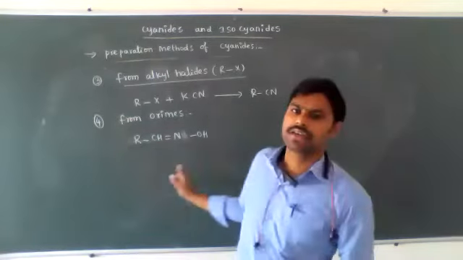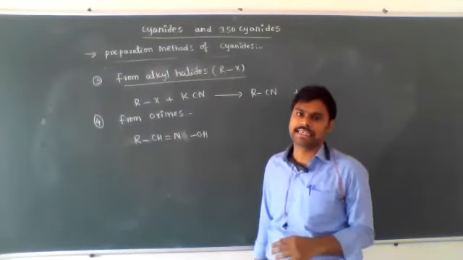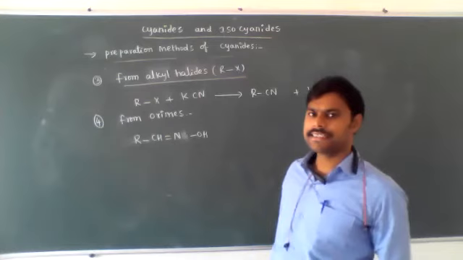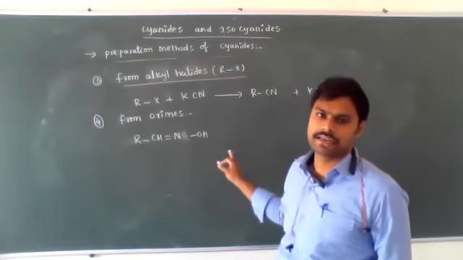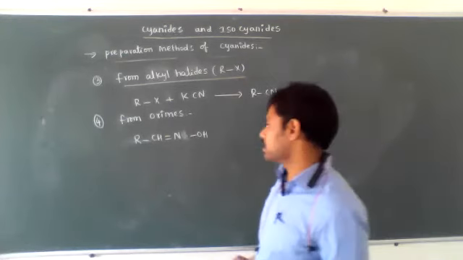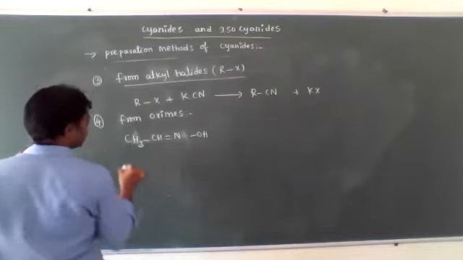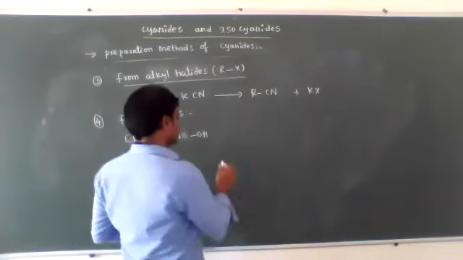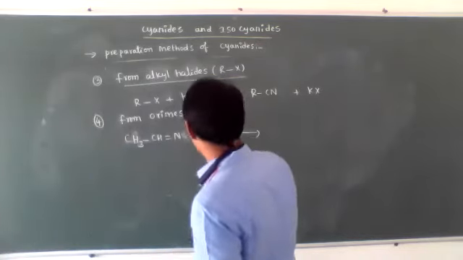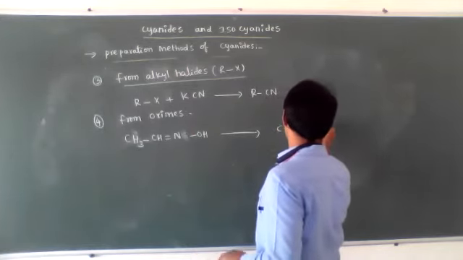Oxime preparation we have already discussed in the chemical properties of carbonyl compounds, aldehydes and ketones. Aldehydes or ketones react with hydroxylamine, NH2OH, and we get the corresponding oximes. Here R equal to CH3 is called acetaldoxime. We need to convert it into CH3CN.